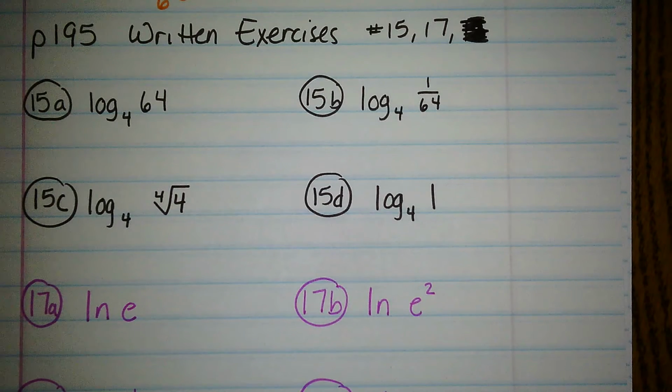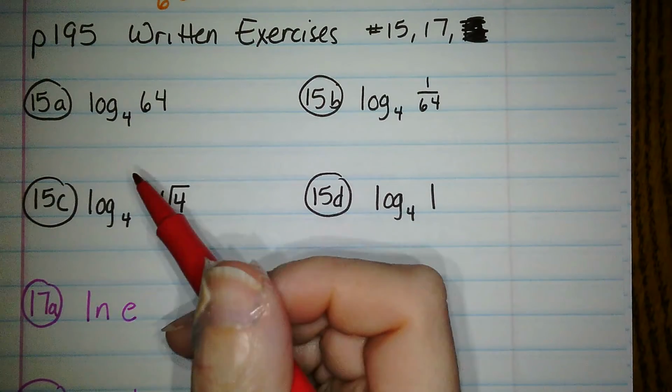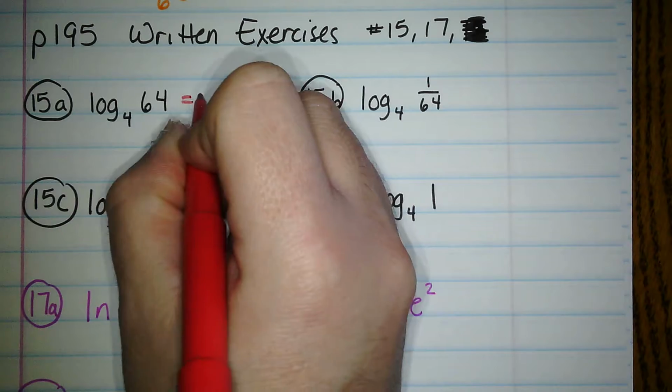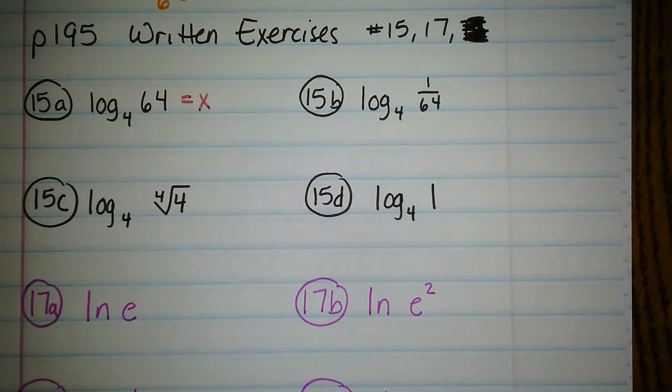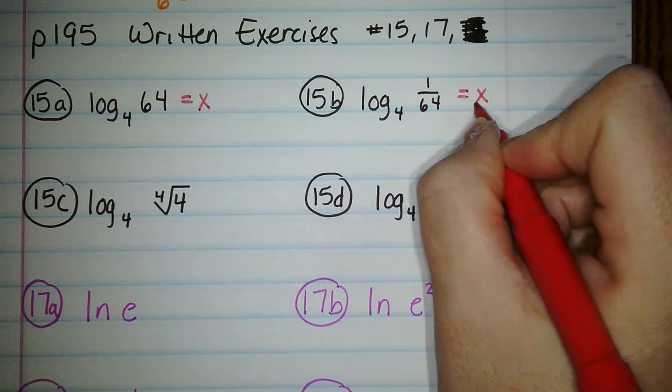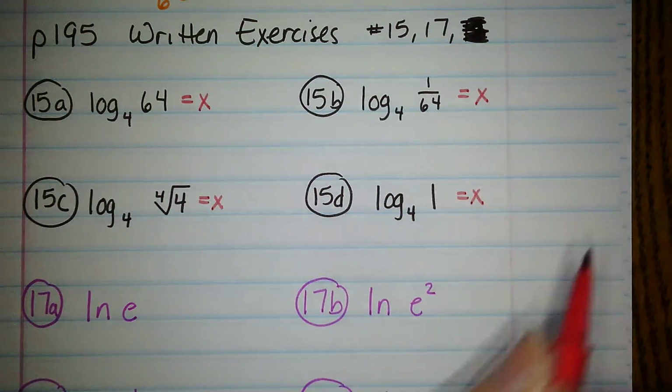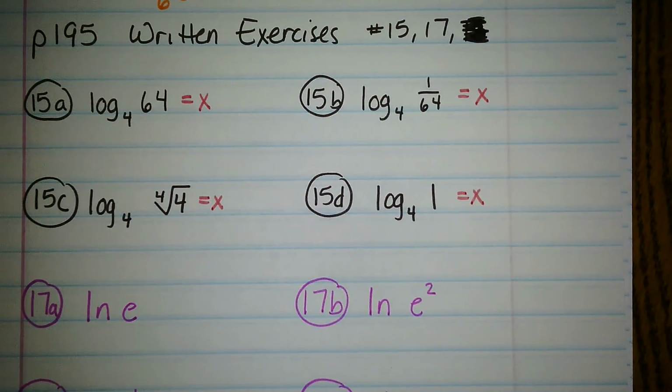All right, our last set of examples are on the written exercises on page 195. We're going to do 15 and 17. I was originally going to do one more, but I think after these two, you'll get the hang of it. These were actually solving for the log, which means we're still solving for x, the exponent. So we want to make sure that we put x in for our exponent like we did on the other ones, just to make sure that we have our process in order.